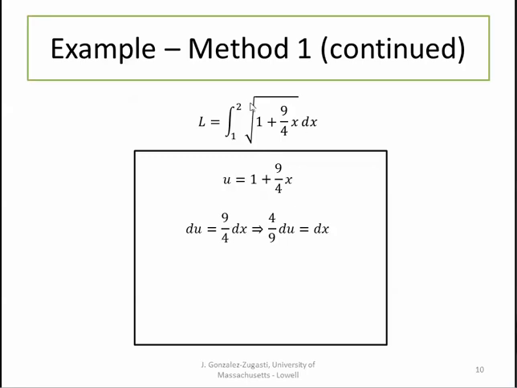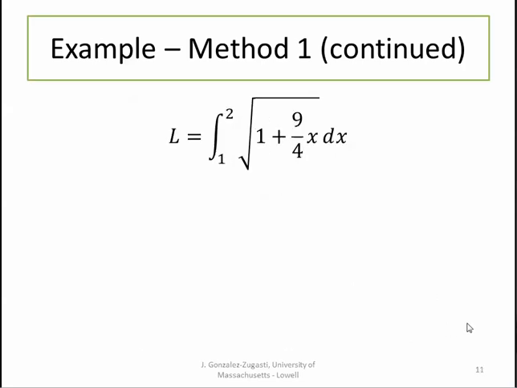So when x is equal to 2, my upper limit, I get that u is equal to 11/2. When x is equal to my lower limit, 1, I get that u is equal to 13/4. So now I take all this and I make my substitution.